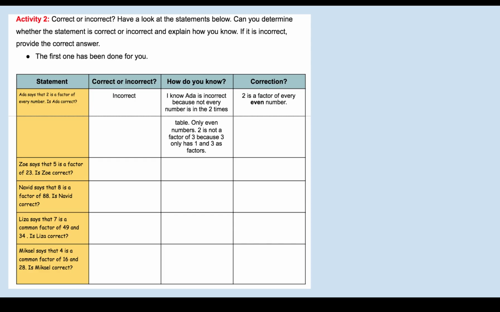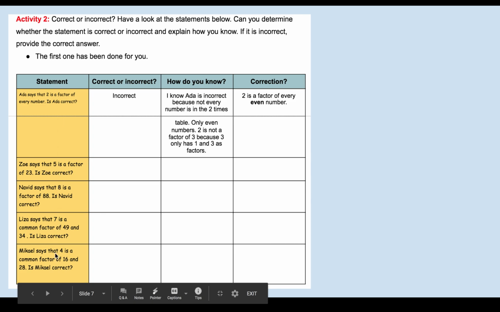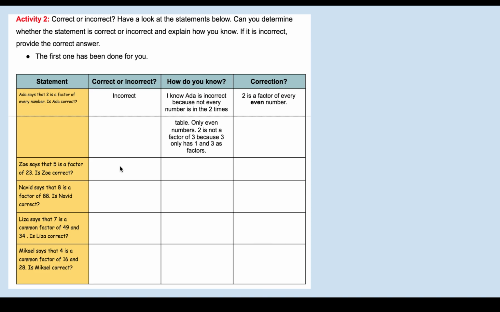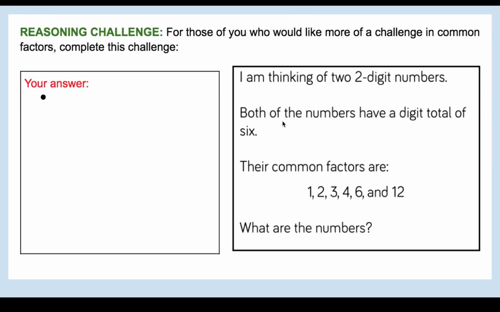Then in activity 2, you need to read through these statements and have a think about whether each of these statements is correct or incorrect. How is it that you know that? And if it is wrong, how would you correct it? One of them has been done for you to help you out. And then last of all, for those people who feel like they're really confident with common factors today, they can go straight into the reasoning challenge once they've done activity 1 and activity 2. And there's a little space there for them to put their answer in.